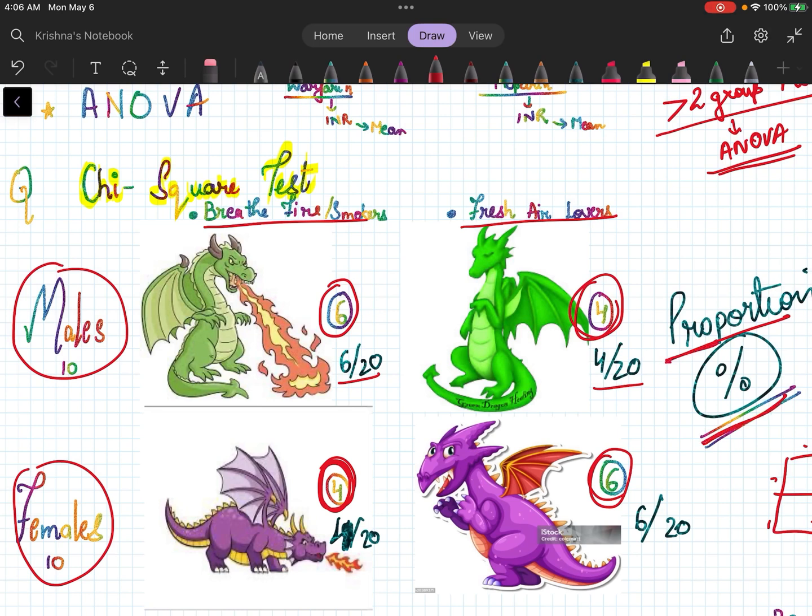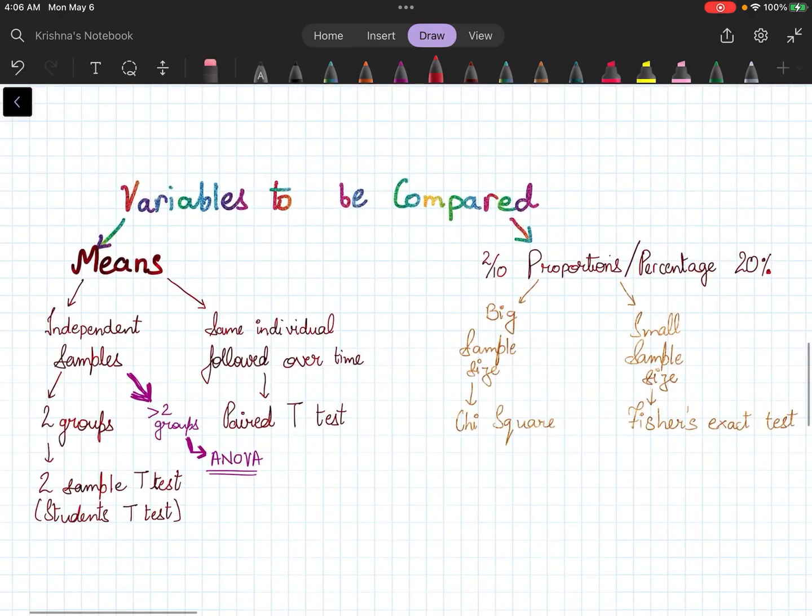So when we are comparing proportions or when we are comparing percentages, we use the chi-square test, and you can just think of it like if you can throw the values that they have given to you in a question in a contingency table, you can apply the chi-square test to that. So finally, which test to use depends on the variables that you want to compare.